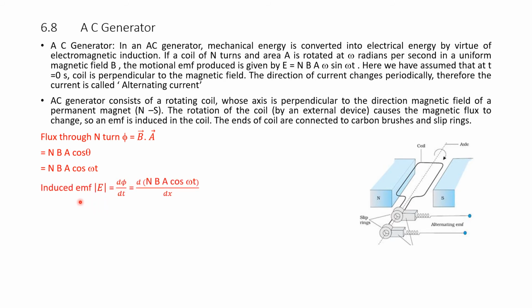Therefore, the induced EMF is given by the equation E is equal to minus d phi by dt. So, we substitute the value of phi in this equation. Hence, it becomes minus d of NBA cos omega t divided by dt. Therefore, E is equal to NBA omega sin omega t.